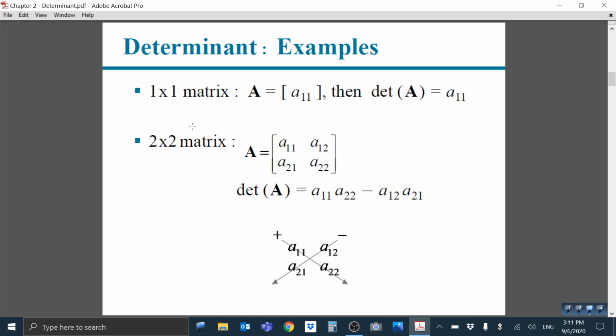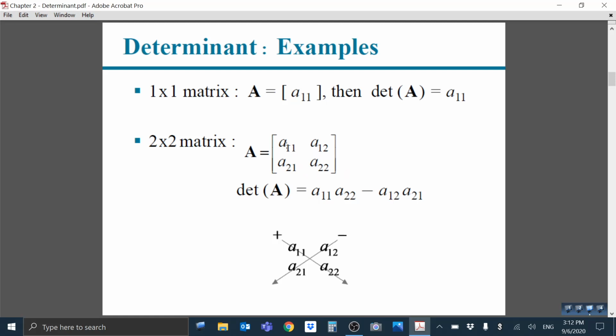For any 2 by 2 matrix, and we said determinants are defined only for square matrices, for any 2 by 2 with 4 entries, A11, A12, A21, A22, these indices indicate the position in the matrix. This is the element in the first row, first column. This is the element in the first row, second column. This element is second row, first column. And the last element, A22, is in the second row, second column.